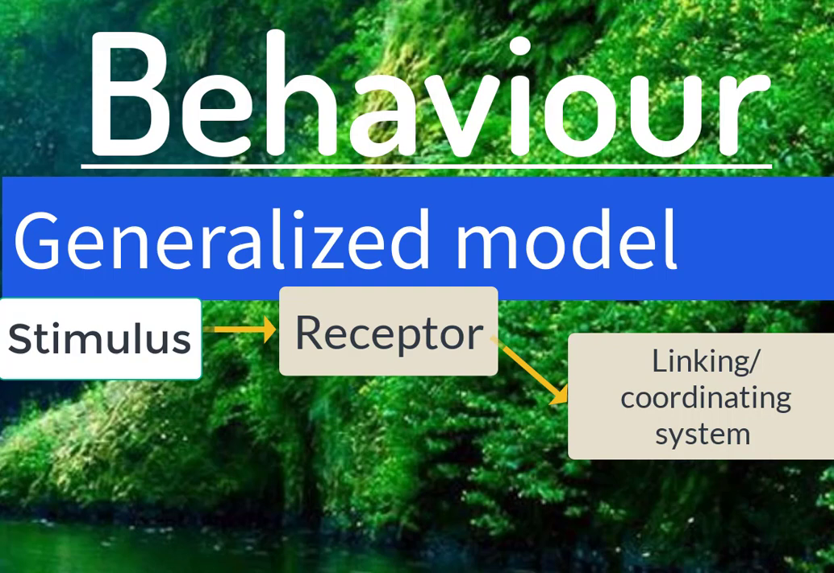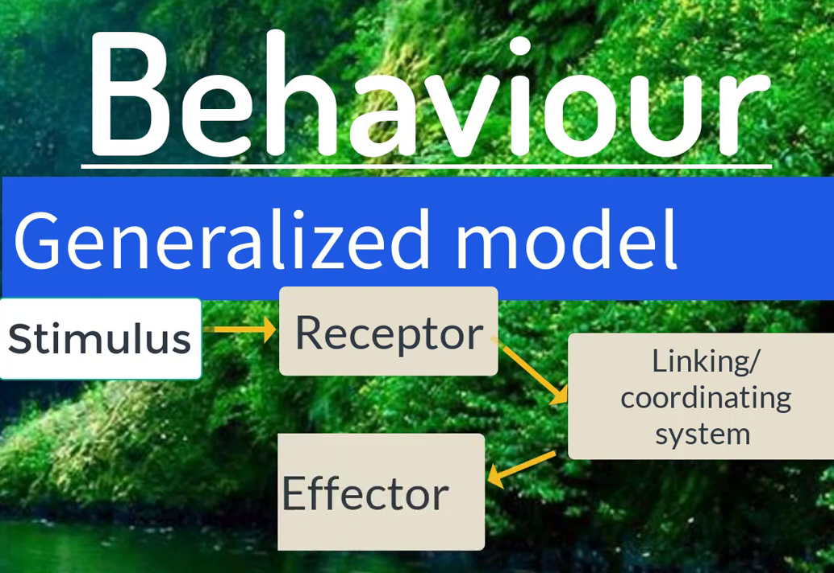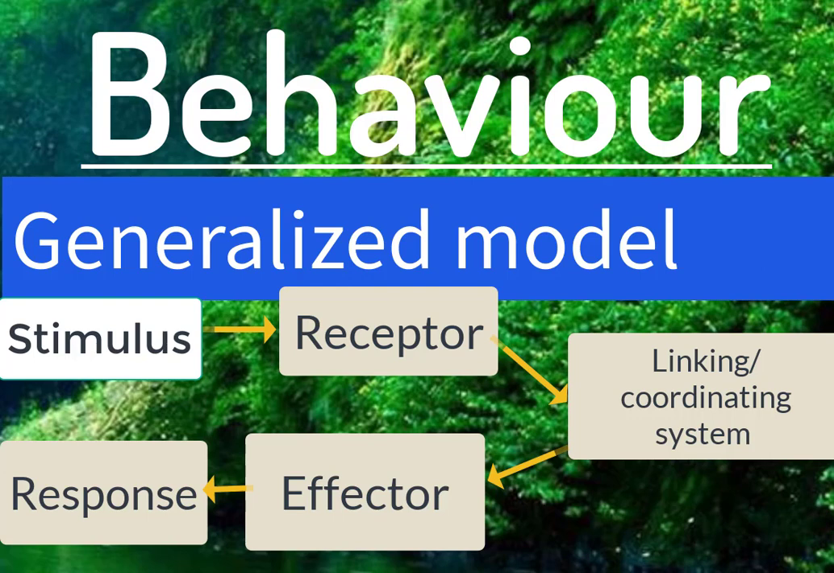In this case, the linking system or coordinating system is influenced by receptors and then in turn influences the effectors. So, the processed, integrated, and interpreted meaningful information is passed to effectors. Effectors are any parts of an organism that produce a response to a stimulus. That means effectors are responsible for giving a response back to the stimulus or environmental changes. This is a model for specific behaviors in both animals and plants.